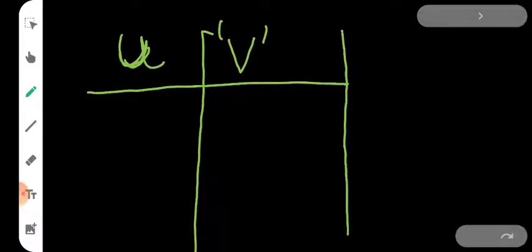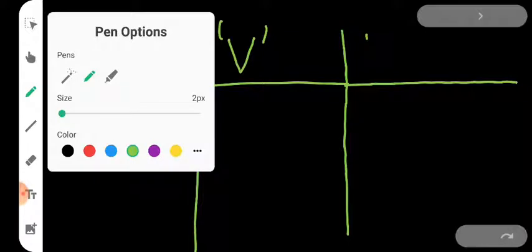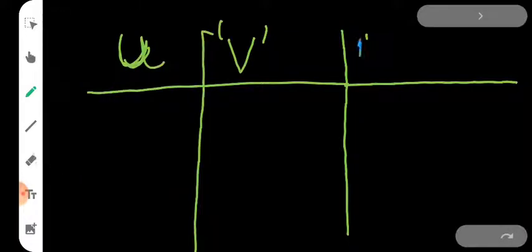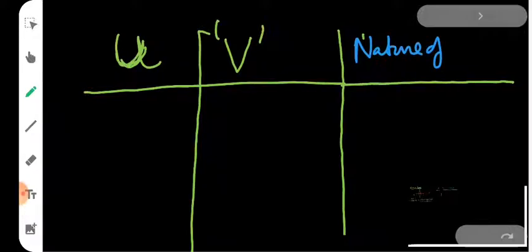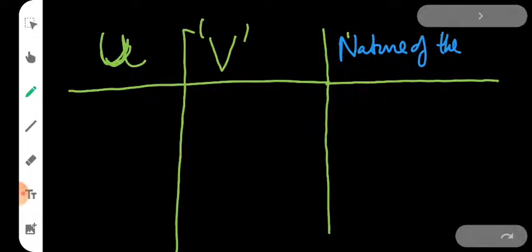Now what else do you require? Now you need to know the nature of the image. Just similar to the case of mirrors, the nature of the image consists of three main parts. First, you need to compare the size. You need to know the size.